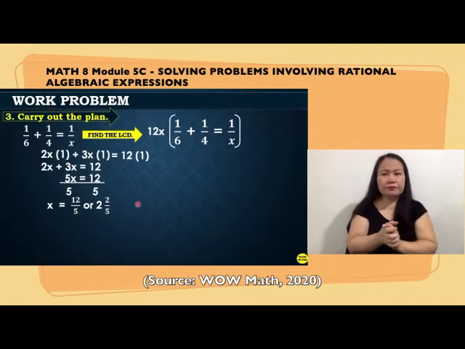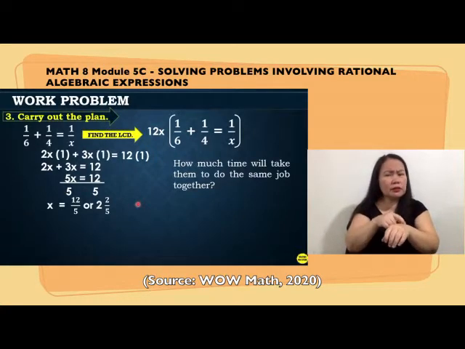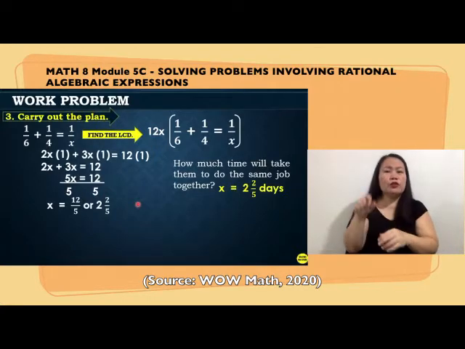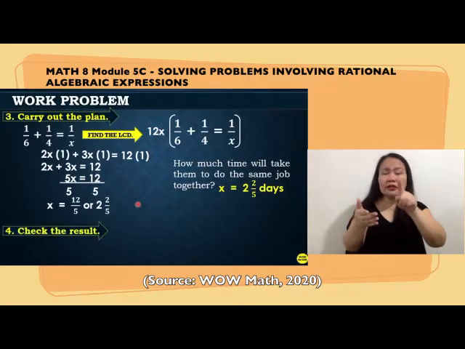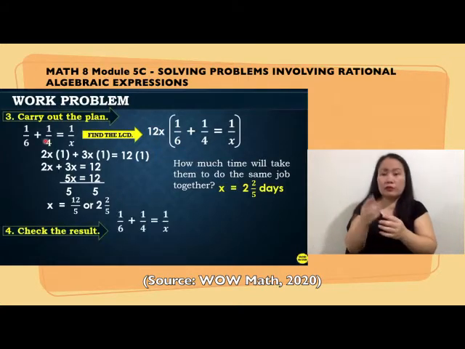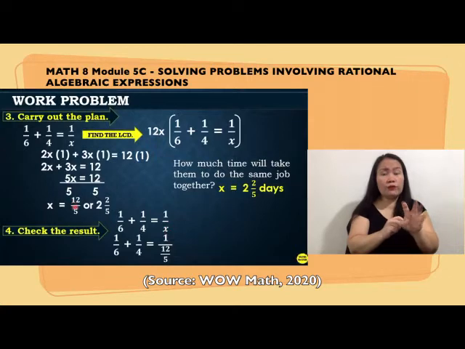Alright? So, let's go back to the question. How much time will it take them to do the same job together? We have 2 and 2/5 days. So, they can do the same job together in 2 and 2/5 days. So let us check the result. Going back to the equation, I have here 1 over 6 plus 1 over 4 equals 1 over x. Since our denominator here is x, we will substitute yung nakuha natin a while ago, that is 12 over 5. So let us solve.